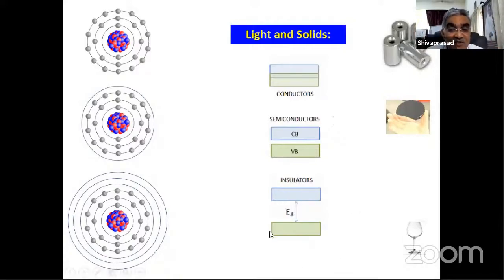But in case of an insulator, it's always a bad conductor, because electrons cannot go. The energy required to go to the road is so much that nobody wants to go to the road. They want to sleep in their own house itself. The electrons want to sit in their own house. They don't want to go to the road. So that's what it is.